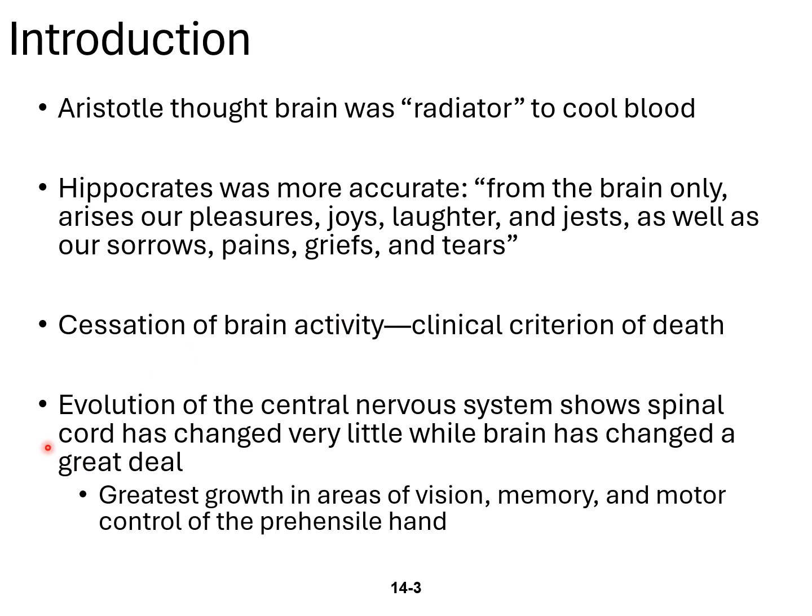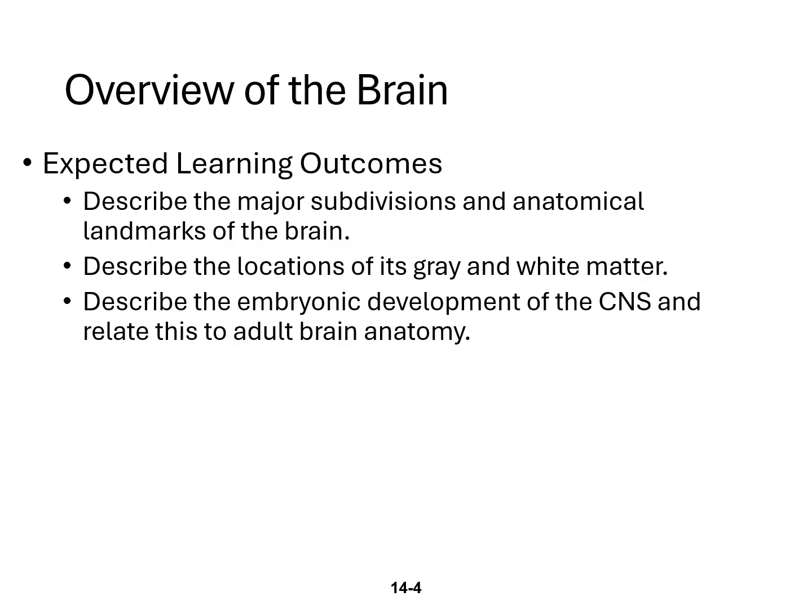In the evolution of the central nervous system, the spinal cord has changed very little when the brain has changed a great deal. So how we send signals hasn't changed. The brain, on the other hand, how it deals with all these inputs has changed a lot. And the greatest growth, vision. Our vision is completely different than other animals. The way we're able to memorize things and have memories is different than other animals. And then motor control and our ability to have a thumb, that has changed a lot.